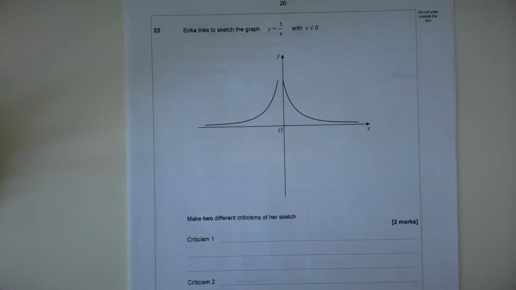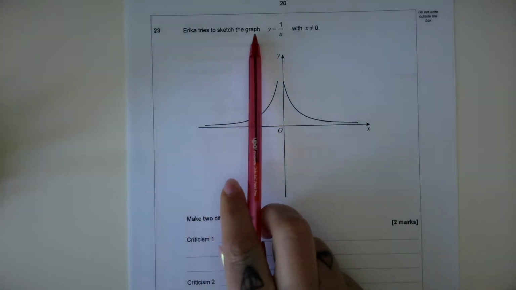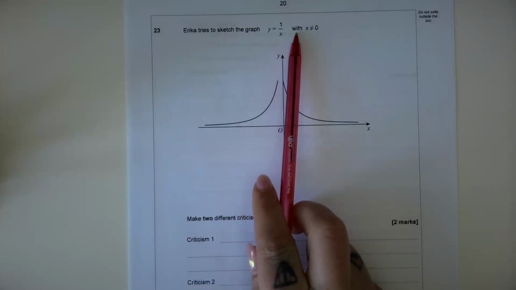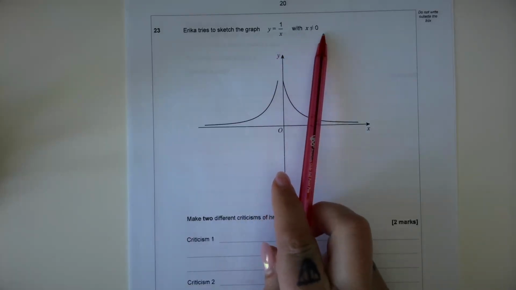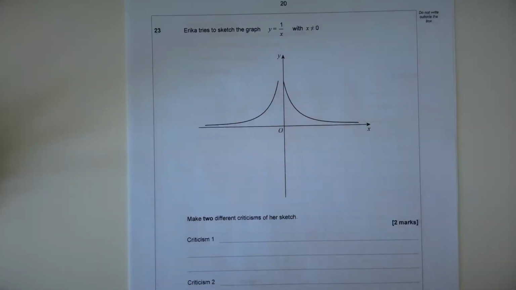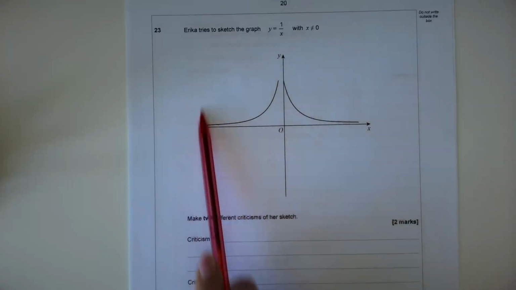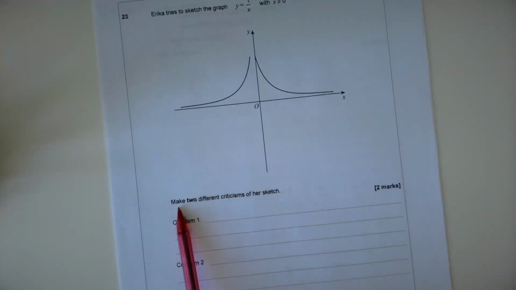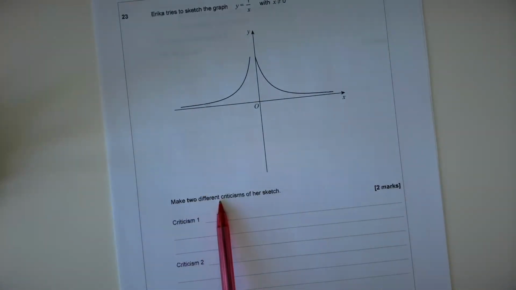Question 23. Erica tries to sketch the graph y equals 1 over x with x not equal to 0. So y equals 1 over x is an inverse proportion graph. Here it is. That's Erica's sketch. The question says make 2 different criticisms of her sketch.